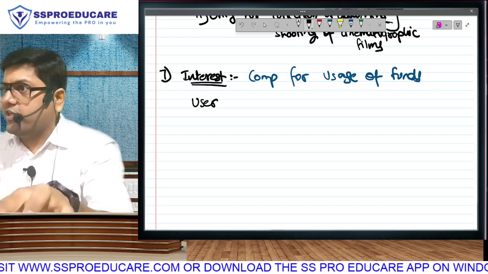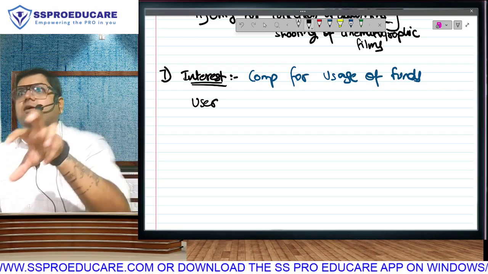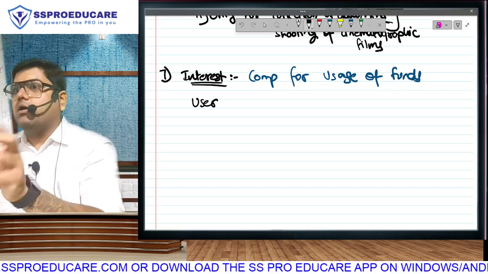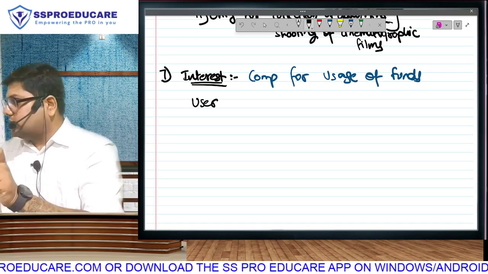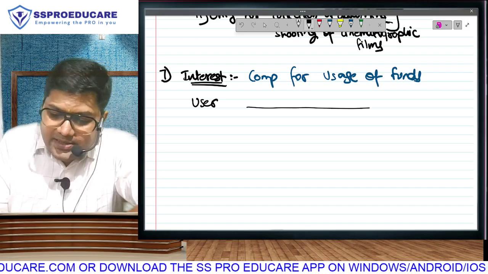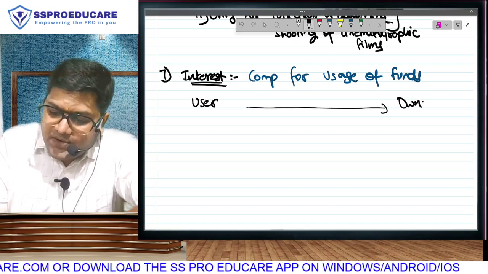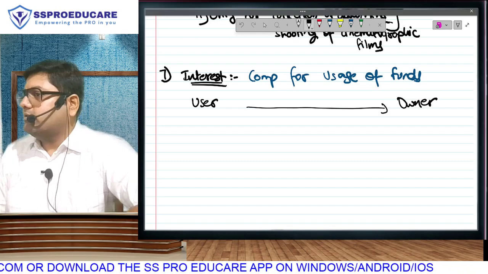But is the bank still using your funds? So instead of using terms like lender and borrower, I am using a generic term. The user of money is going to pay interest to the owner of funds, the owner of money. Do you agree and understand?